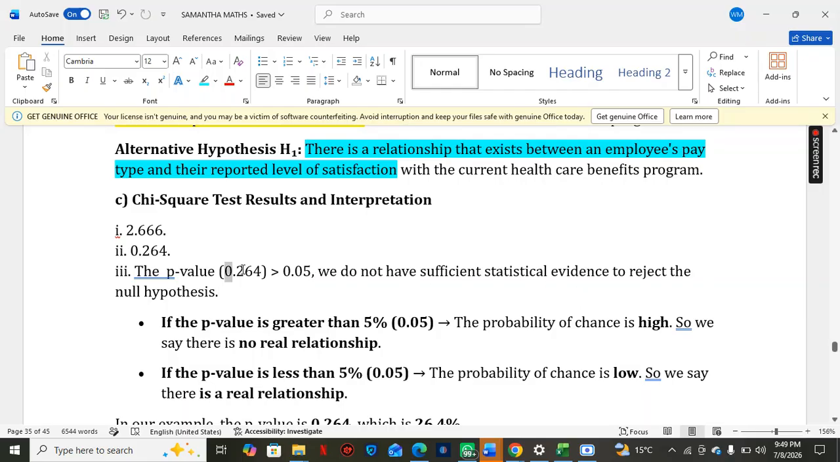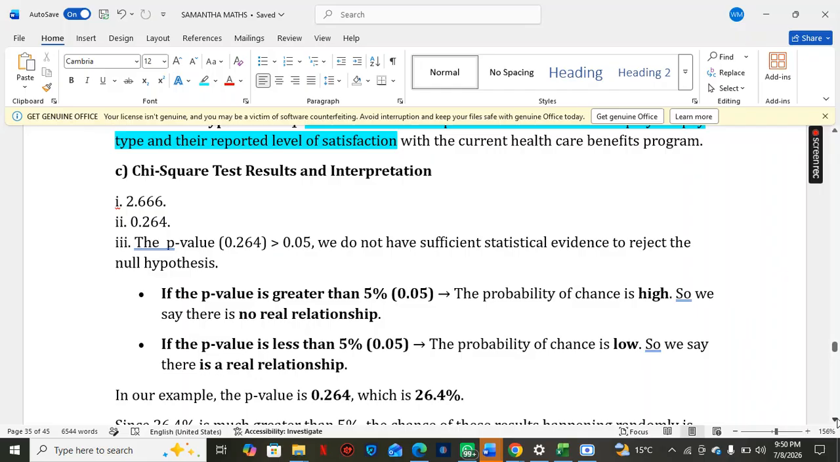So since our p-value 0.264 is greater than 0.05, we say we do not have sufficient statistical evidence to reject the null hypothesis. Why? Because the probability that our results are by chance is very high. It's higher than 5%. So that's why you can't reject the null hypothesis, because the probability of your results being by chance is high. Any questions?